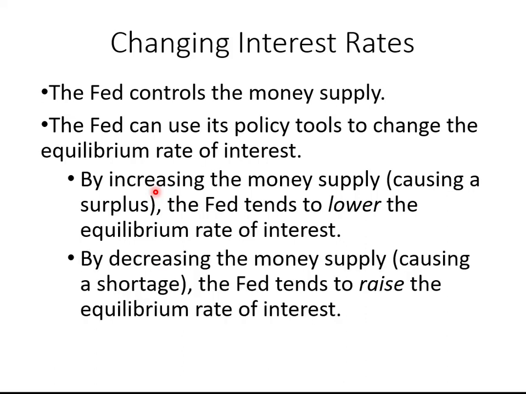By decreasing the money supply, such as increasing the reserve requirement for the banking system, or trying to withdraw reserves from the banking system, the interest rate of the interbank reserve loan increases. So that all decreases the money supply, and the Fed tends to raise the equilibrium rate of interest. That is how the Fed will change the interest rate.